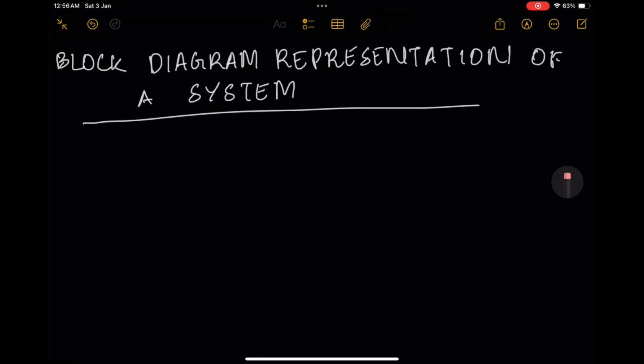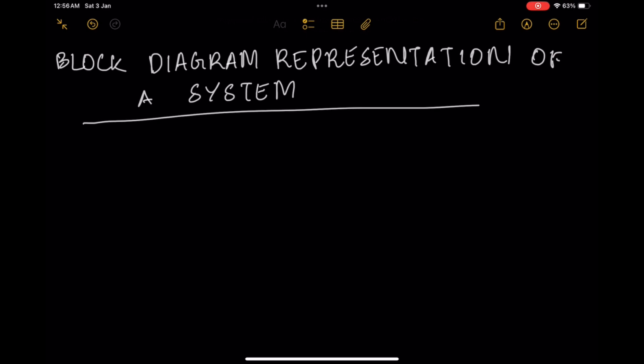Today we are going to discuss block diagram representation of a system. As you can see, we all know what a system is. Consider an electronic system, for example an RC coupled amplifier. There are many components like transistor, capacitor, resistor, etc. Each of these components performs different functions. That is, each of these components makes some changes in the input signal.